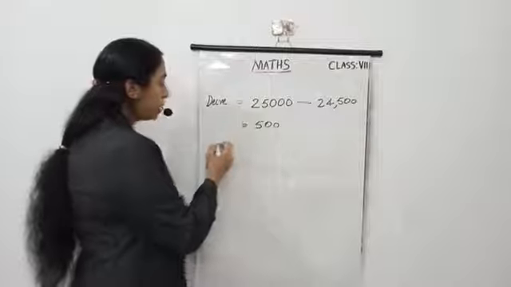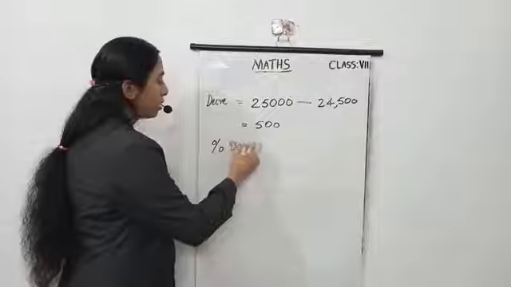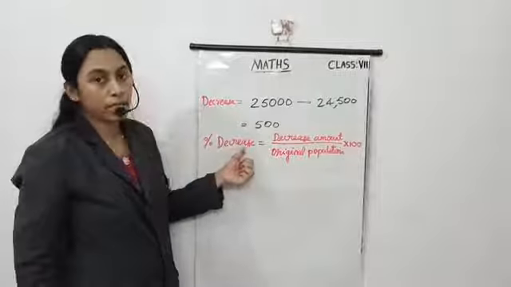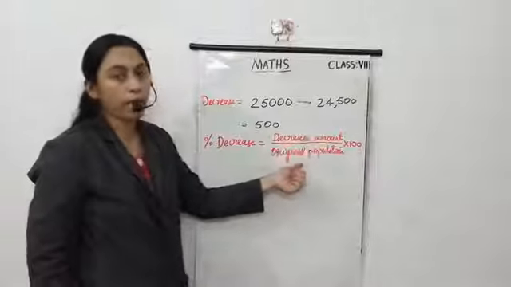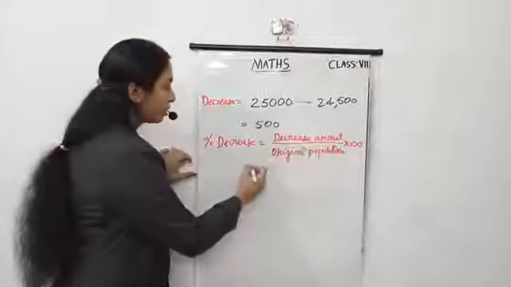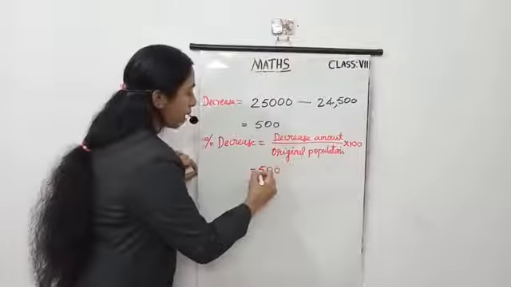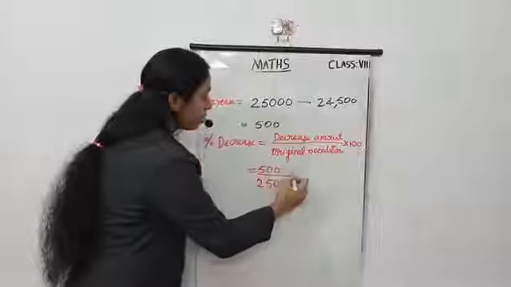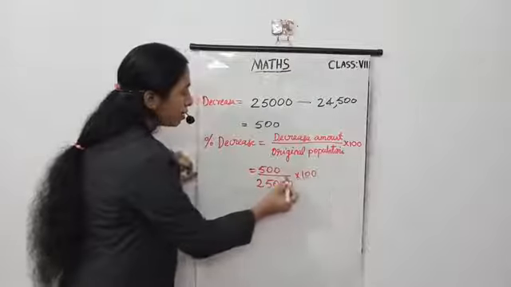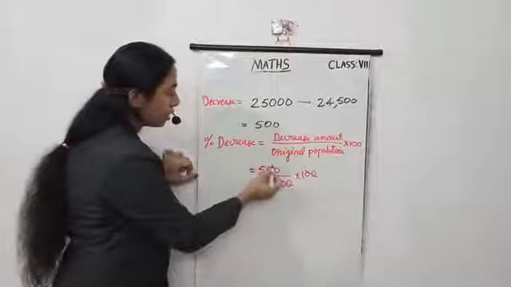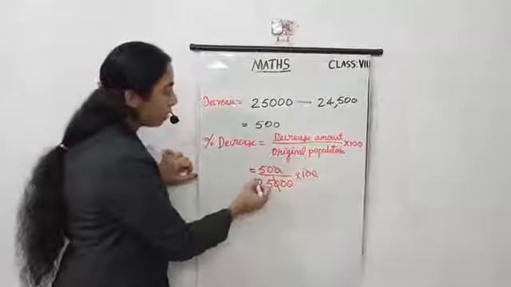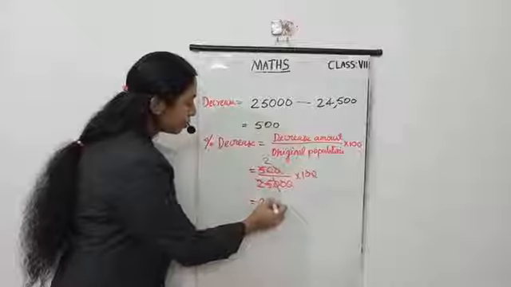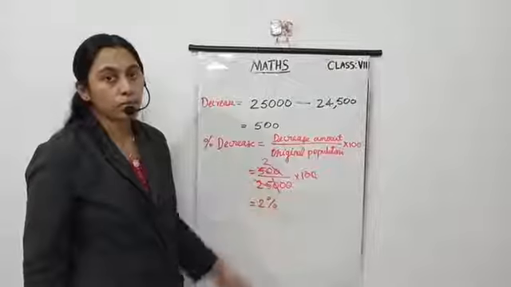Now we need to find its percentage decrease. Percentage decrease equals decrease population by original population into 100. So decrease population is 500 by original population 25,000 into 100. Now we can cancel this 0, 0, isn't it? And here we can cancel this 0 and this 0. And 25 into 2 we get 50. So here the final answer is 2. So the decrease percentage is 2%.